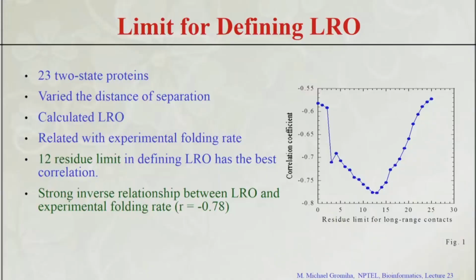This is how we get the number 12. Earlier we used the number 12, and now I will explain how we get it. We take a set of proteins with known, experimental folding rates. In this case we can change the distance of separation from 1 to 25 residues. So, how many residues are within this limit: 1 residue, 2 residues, 3 residues, 4 residues, and so on.